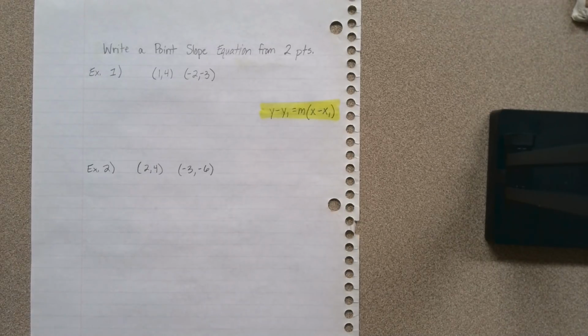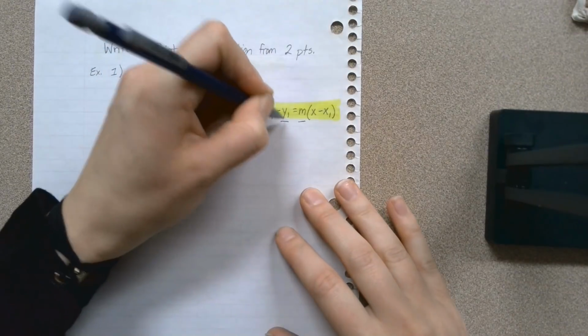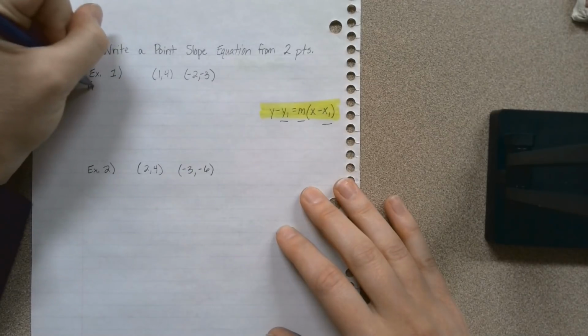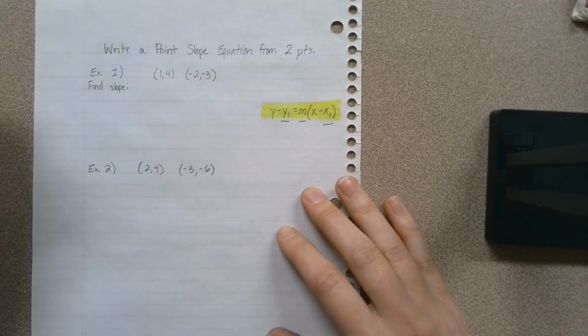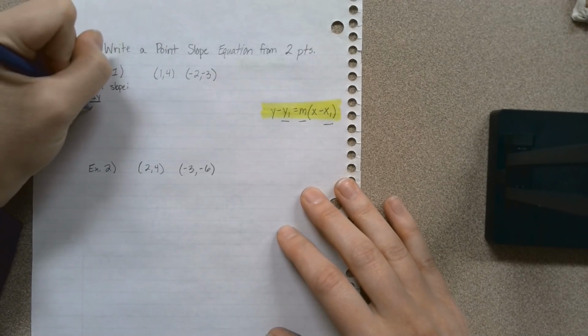The third skill we're going to do is writing a point-slope equation using just 2 points. Again, we need the slope and an ordered pair to write the equation. So the first thing we need to do is find the slope. So what we do is the change in the y over the change in the x.